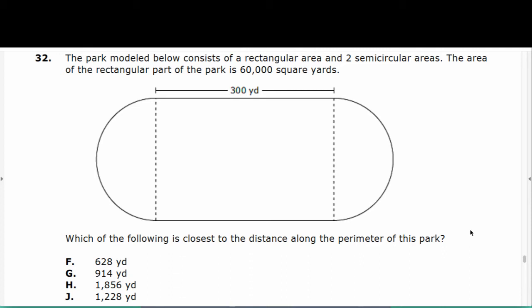Question 32. The park modeled below consists of a rectangular area and 2 semicircular areas. The area of the rectangular part of the park is 60,000 square yards. Which of the following is closest to the distance along the perimeter of this park? F. 628 yards. G. 914 yards. H. 1,856 yards. J. 1,228 yards.